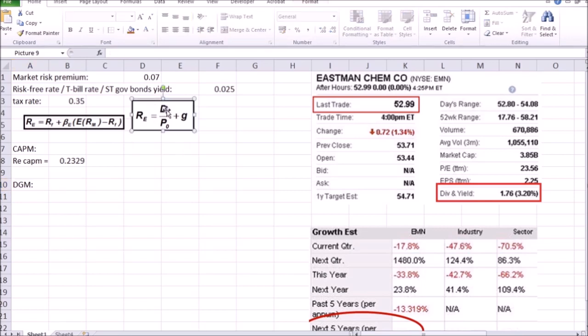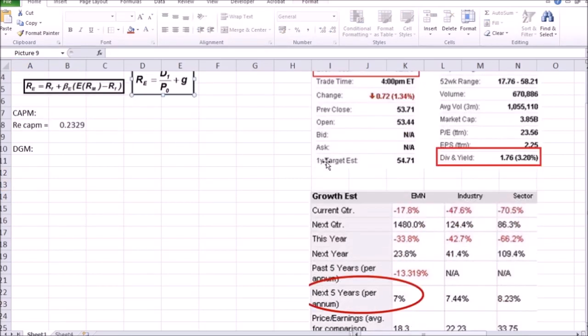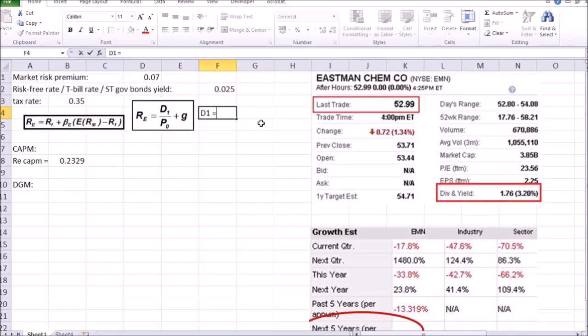Next, looking at the cost of equity based on the dividend growth model, we're going to use this formula, where the next expected dividend is going to be 7% higher than the previous dividend, giving us the next dividend at, say, $1.88. And the cost of equity, according to the dividend growth model, according to this formula, is around 10.6%.